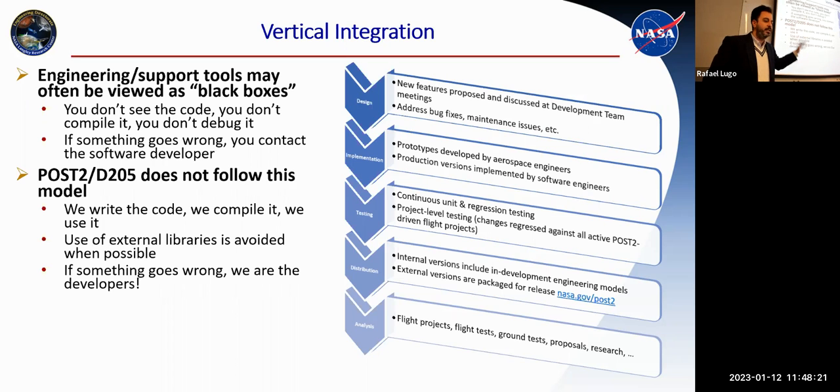We design the system, we design the software. New features are talked about in our development team meetings that we have every other week. Implementation. If there's a new feature, it's going to be prototyped by one of the aerospace engineers. Production versions of those features are probably going to be implemented by software engineers. Testing, we do continuous unit and regression testing. We have project level testing where we regress against flight projects. Distribution, we develop internal versions that have in-development engineering models, and there are external versions that we release that you can get online on our website.